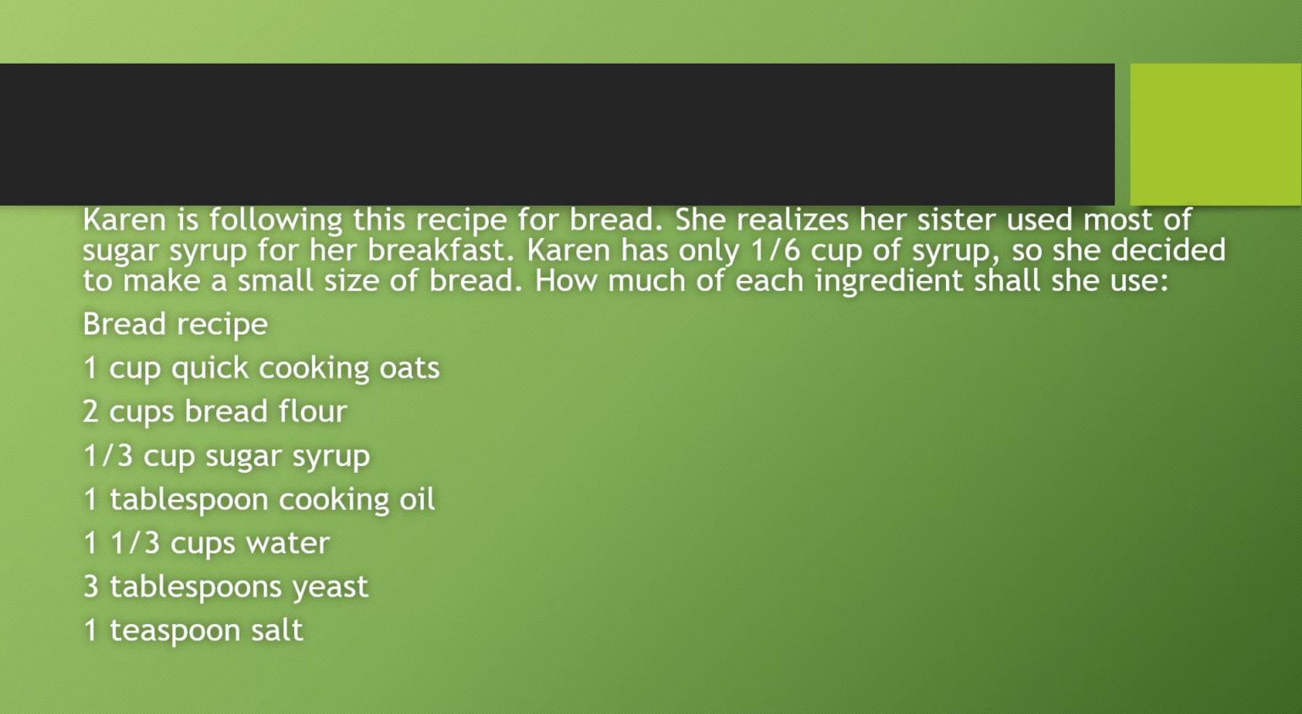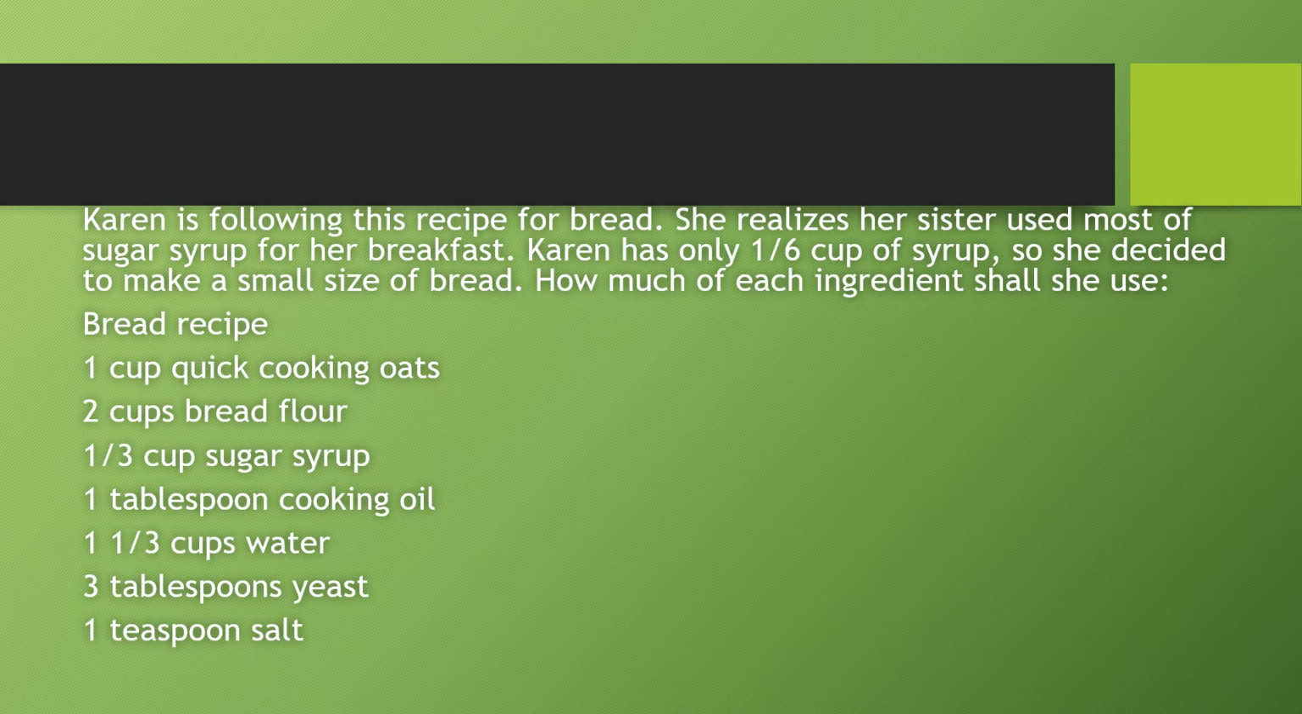So, ito yung bread recipe. So, dapat meron daw 1 cup quick cooking oats, 2 cups bread flour, 1/3 cup sugar syrup, 1 tablespoon cooking oil, 1 1/3 cups water, 3 tablespoons yeast, and 1 teaspoon salt. So, ang tanong, since meron na lang siyang 1/6 cup of syrup, so mababawasan yung ginawa niyang recipe o yung bread recipe na kanyang sinusunod. Kasi nga, kulang na yung kanyang syrup.